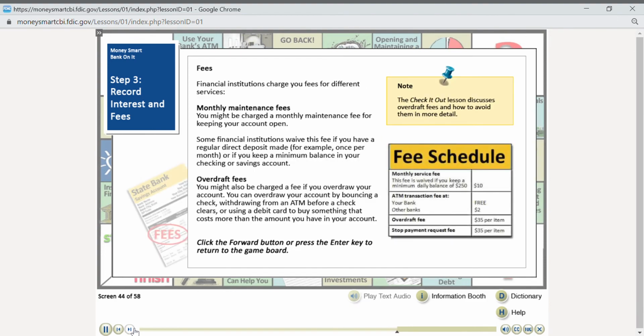Financial institutions charge you fees for different services. A bank must provide you a disclosure of all fees that could be charged before you open the account. Be sure to keep this fee schedule and monitor all mail from your bank for any changes.